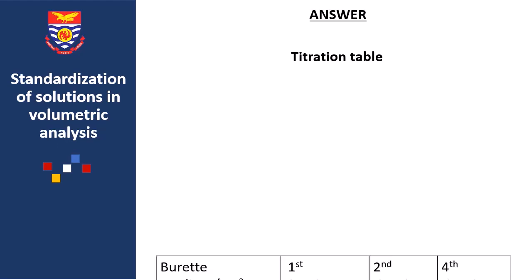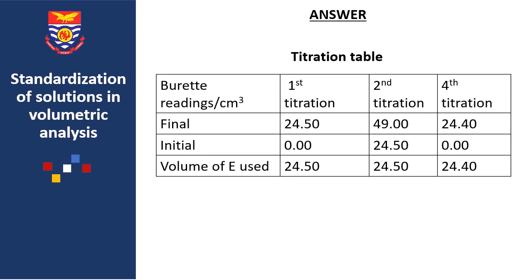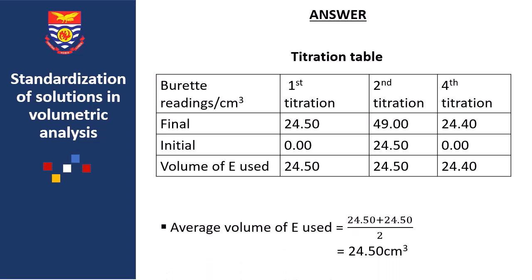The next thing is to find the average volume of E used. So we select, if we have 3 of them that are very consistent or even the same, we select them. In this case, we have 2 of them that are the same. So we just use those 2 to minimize errors. And our average titer, or average volume of E used, is 24.50 cubic centimeters.